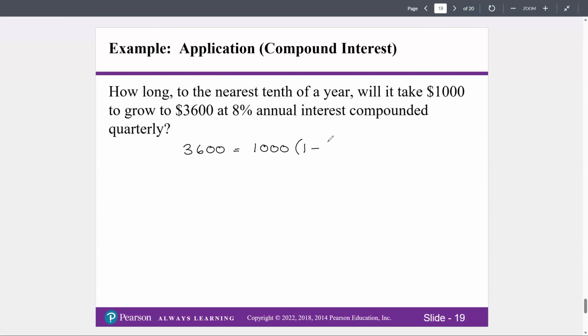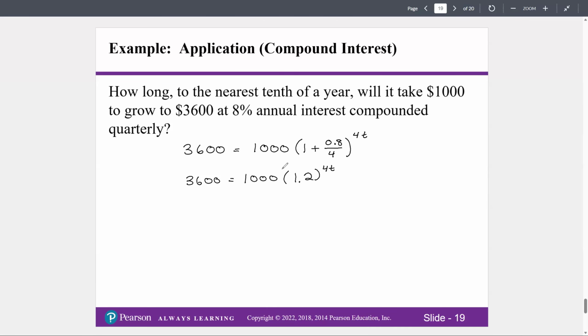So this is the 1 plus the rate, so the 0.8. We're compounding quarterly, so we divide by 4. And this is going to be 4 to the power of t. If we combine that together, the 1 plus 0.8 divided by 4 is just going to be 1.2. And this is to the power of 4t.